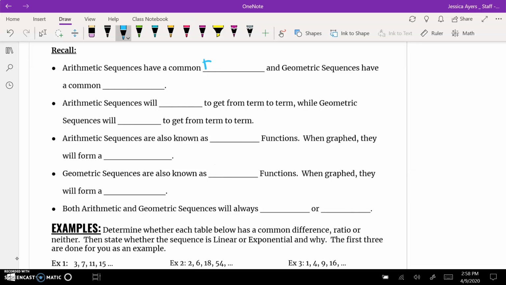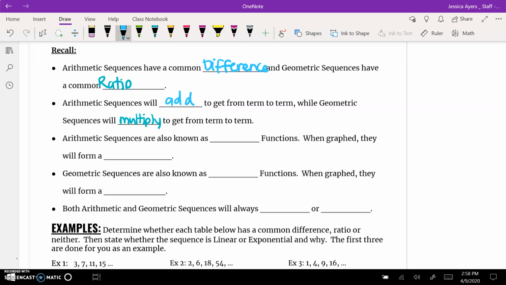We remember that they had a common difference. And that geometric sequences have a common ratio. Arithmetic sequences will add to get from term to term. And remember that we could also subtract, but that's the same as adding a negative. So we can just say add. And then geometric sequences will multiply to get from term to term. And again, you could be dividing, but we always talked about it in terms of multiplying. So you would multiply by a half instead of dividing by 2.